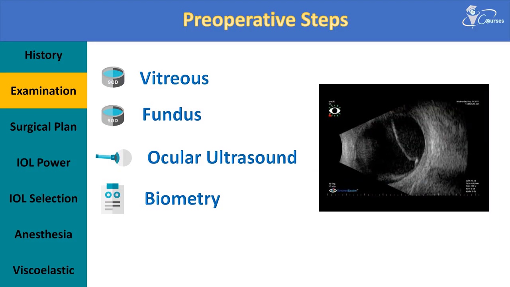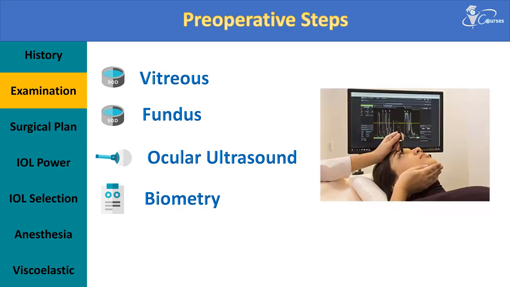After that, you will do biometry, which is simply the IOL calculation. So after doing the preoperative assessment, history and examination, and investigations like ocular ultrasound if needed, you proceed with the IOL power calculation, which is called the biometry.